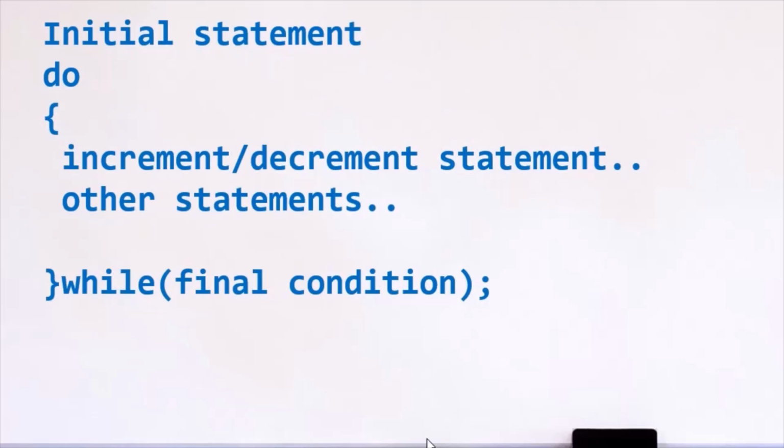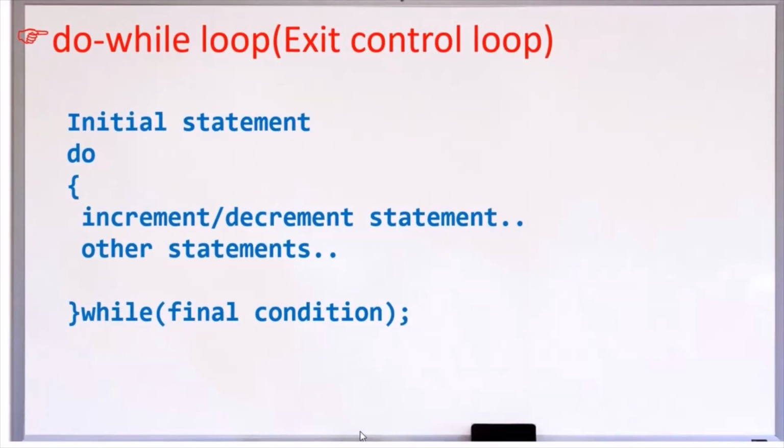The do while loop is called the exit loop. As I told you earlier, every loop must have an initial statement, a final statement, and an increment or decrement or any other type of statement. So we put the initial statement at the start, then we go with do, then the increment or decrement statement, and at the end we use the condition. As we say, the loop will execute till the condition is true.